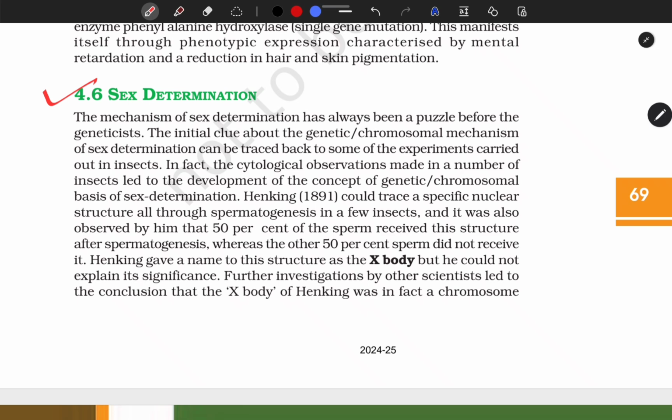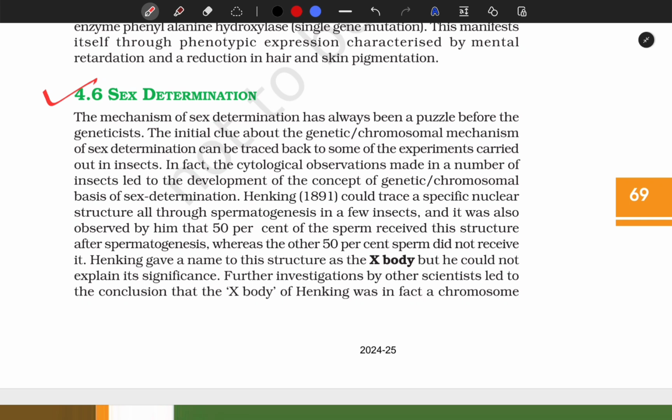4.6 Sex determination. The mechanism of sex determination has always been a puzzle before the geneticists. The initial clue about the genetic or chromosomal mechanism of sex determination can be traced back to some of the experiments carried out in insects. In fact, the cytological observations made in a number of insects led to the development of the concept of the genetic or chromosomal basis of sex determination.